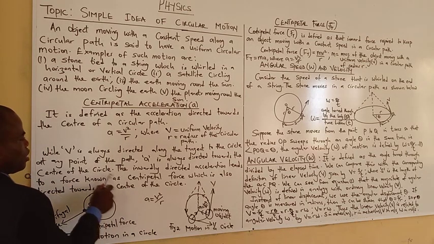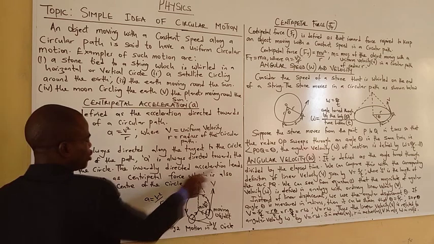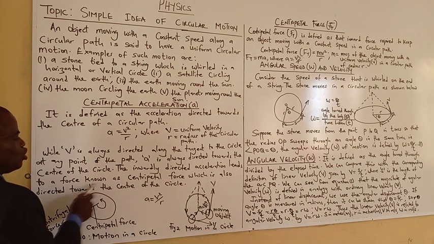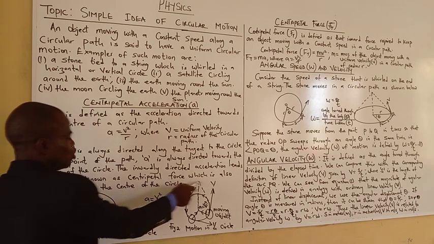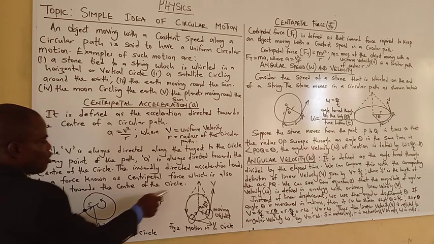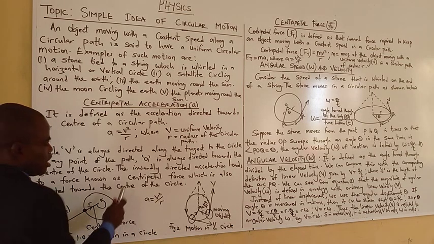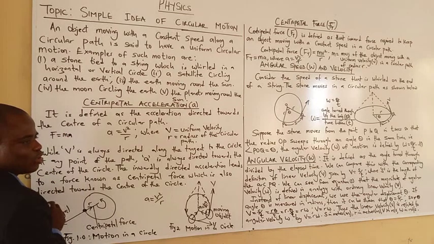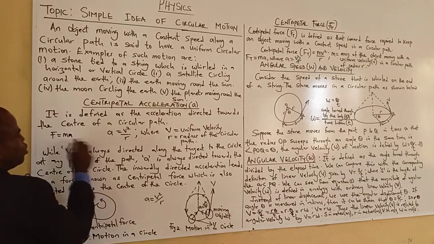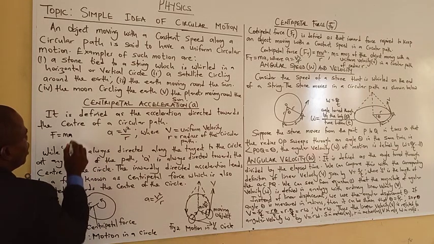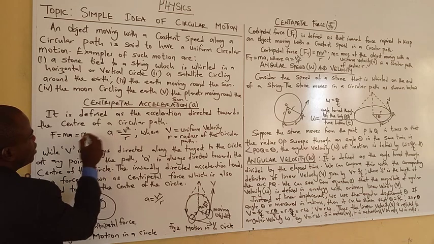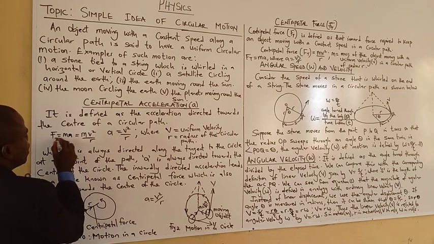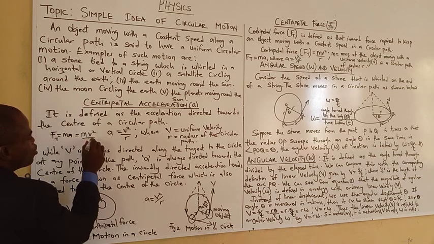The inwardly directed acceleration leads to a force known as centripetal force, which is also directed toward the center of the circle. I told you that force equals ma. We know that one before. Force equals mass times acceleration. But under circular motion, your a equals v squared over r. When you replace it, instead of writing a, you replace it with v squared over r. That's why our centripetal force is mv squared over r.